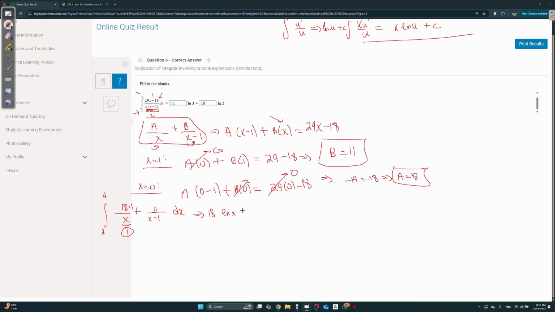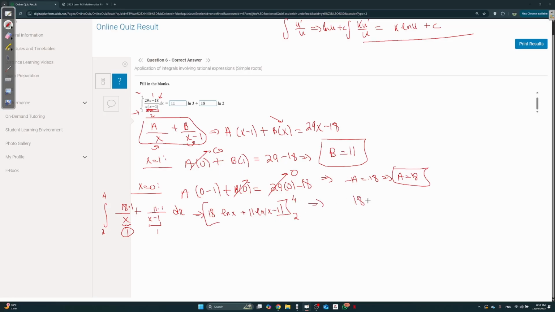So you get 18 ln x for your first one. Over here, what's the derivative of x minus 1? Again, it's 1. Here I have 11 times 1, so I'm going to do 11 ln x minus 1. This is just a rule. I'm not making anything up myself. Now, I don't put plus c because it's in between bounds 2 and 4.